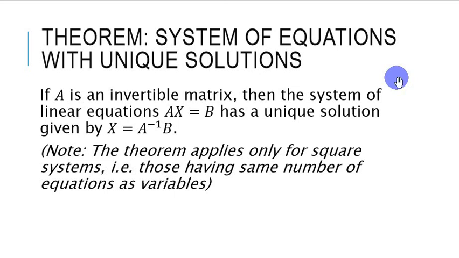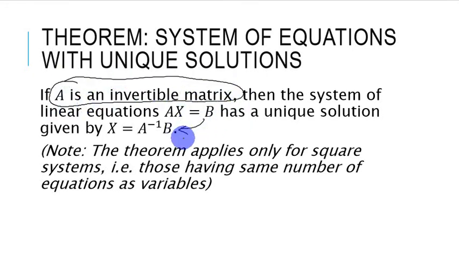Alright, so there is a theorem that will allow us to use the inverse of a matrix to solve a system of equations. So if A is an invertible matrix, then the system of linear equations Ax equals B has a unique solution given by x is equal to A inverse times B. Note that this theorem applies for square systems, that is, having the same number of equations as variables. Also take note that the first premise here is that A is an invertible matrix, which means that if A is not invertible, then we cannot use this solution.